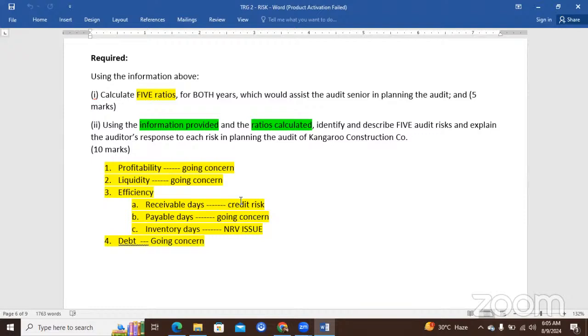At the same time, if payable days are increasing, it is an indication of going concern problems. It is not a good sign. Payable days increasing means you are unable to make payments to your suppliers. That's an indicator of going concern. The third one is inventory days.